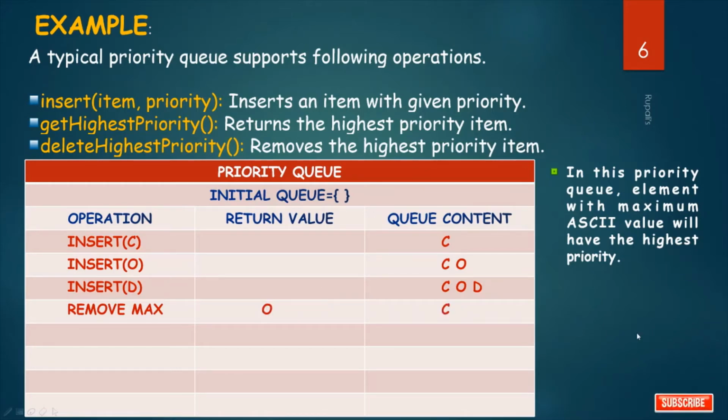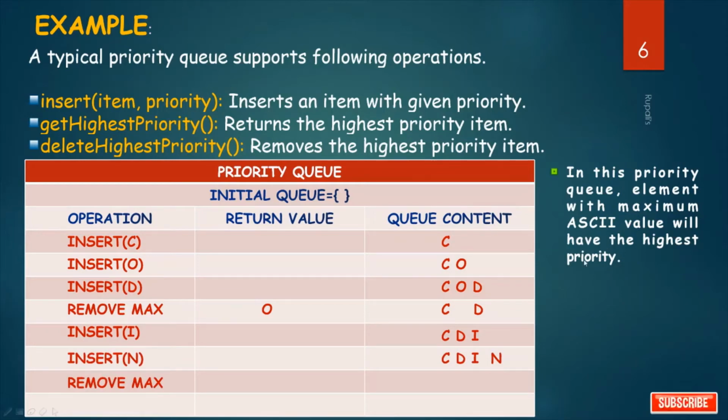So now after removing this item, the queue contains C and D. Then insert I. So the queue contains CDI. Now insert N. So the queue contains CDIN. Now again remove max. So the maximum ASCII value item will be removed. Here N will be removed. Now the queue contains CDI. Again I want to insert G. So CDIG. In this way priority queue works.